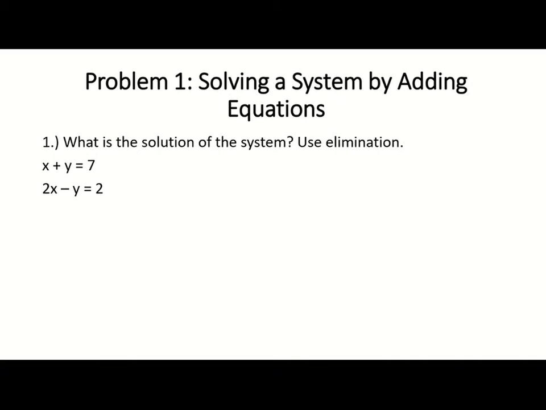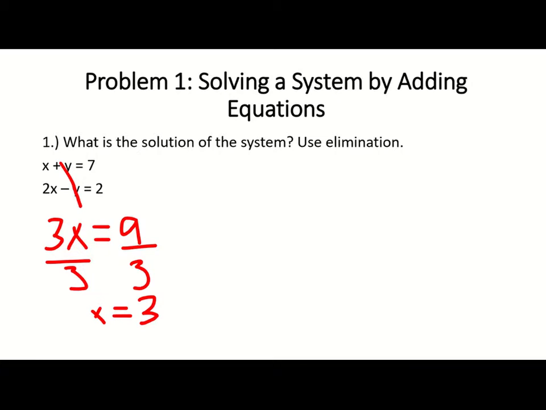I have a positive y and a negative y. Those are going to cancel each other out. So I draw a line through them, and then I add everything else that's remaining in the problem. x and 2x is 3x, and that's going to equal, on the other side, 7 plus 2 is 9. Divide both sides by 3, and find that x is equal to 3.